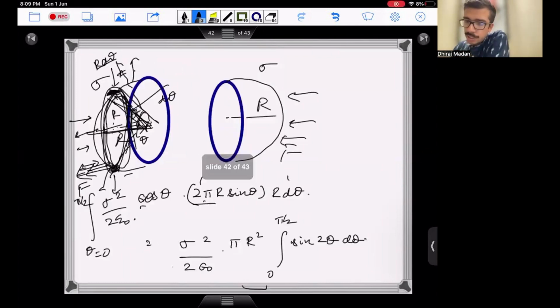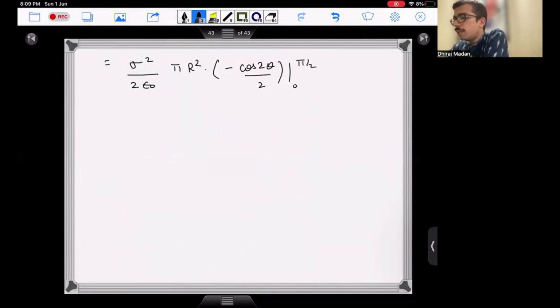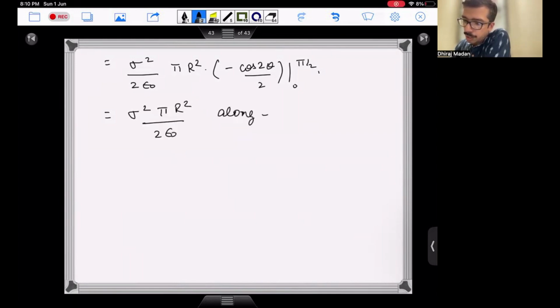And the integral of sine 2 theta is minus cos 2 theta over 2, and theta goes from 0 to pi by 2. Cos of 0 is 1, cos of pi is minus 1. So overall, I'm going to get 2, which cancels with 2 in the denominator. So the force is sigma square pi r square over 2 epsilon naught along minus i cap. So that is the force which is experienced to the left.